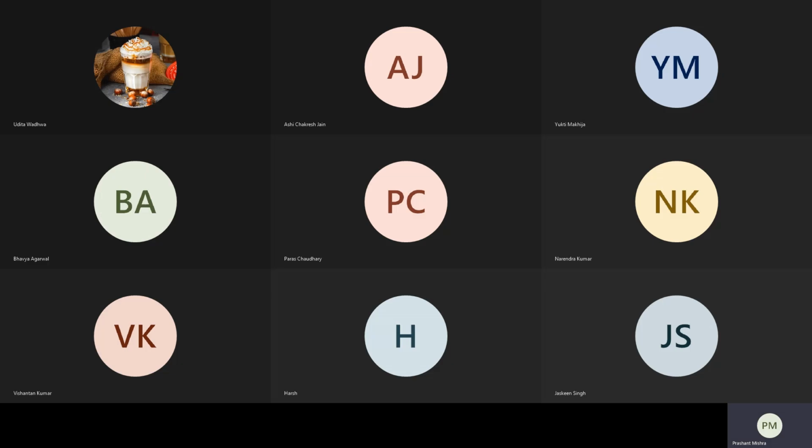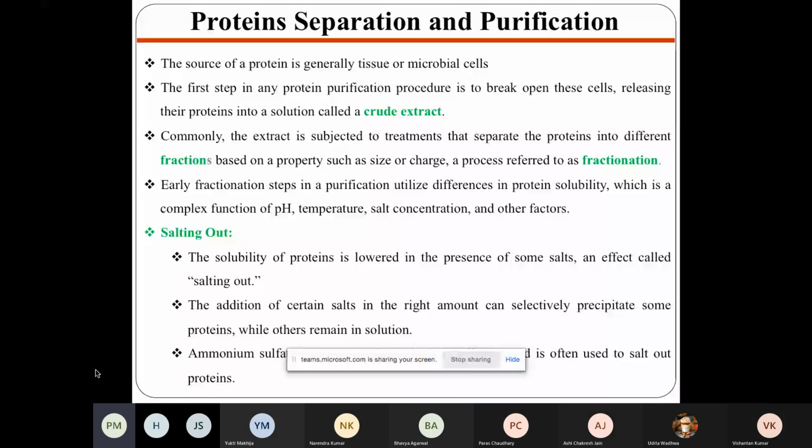Yesterday you learned how proteins can be extracted from the sample. It could be a microbial cell or an animal or plant cell. Though there will be variation depending on how hard your cell wall is, different methods of extraction will be used. But yes, you have to make a crude extract.